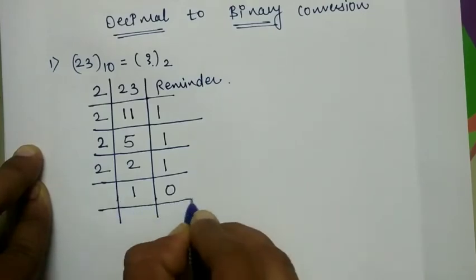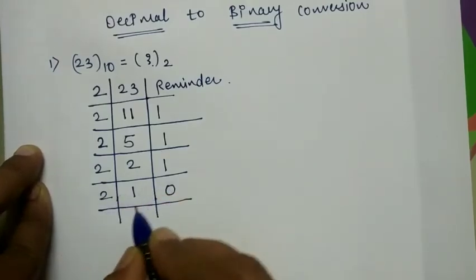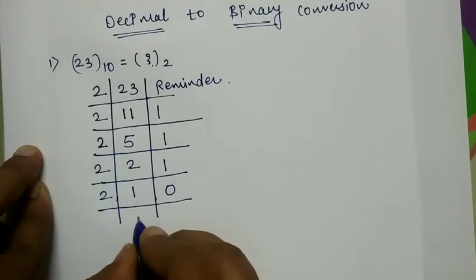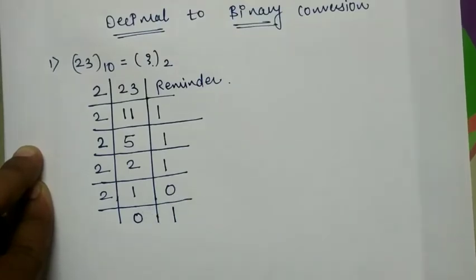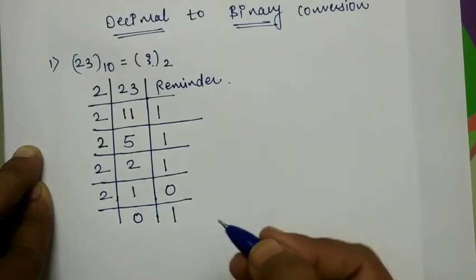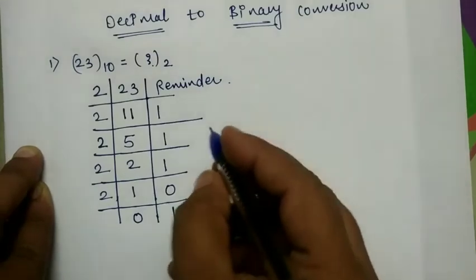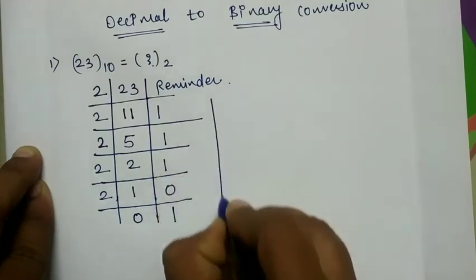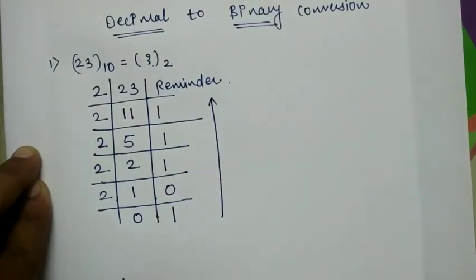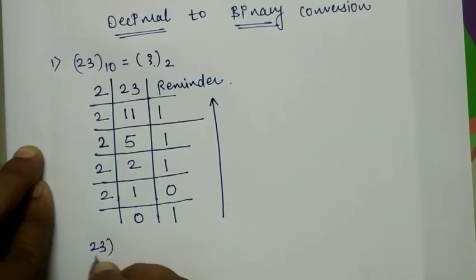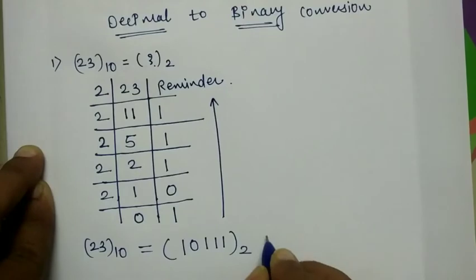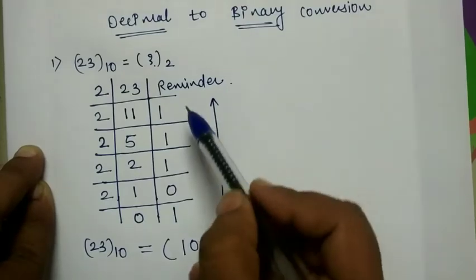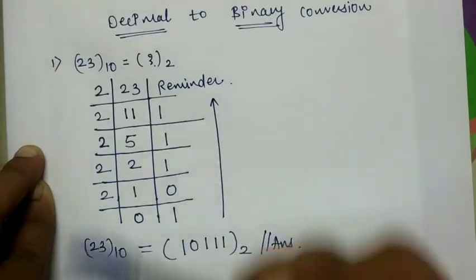Now this step is very important. If we divide this 1 by 2, as 1 is not divisible by 2, we are going to write 0 here, and this 1 we are going to transfer here. Now we are going to write the equivalent binary number. How can we write it? We have to consider the remainders in the reverse direction. So the answer is 23 to the base 10 equals 10111 to the base 2. How have we calculated this? We consider the remainders in the reverse direction.